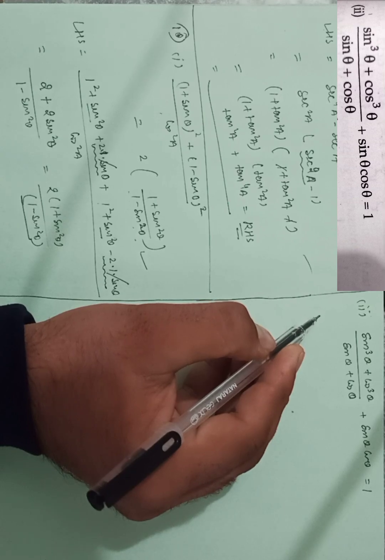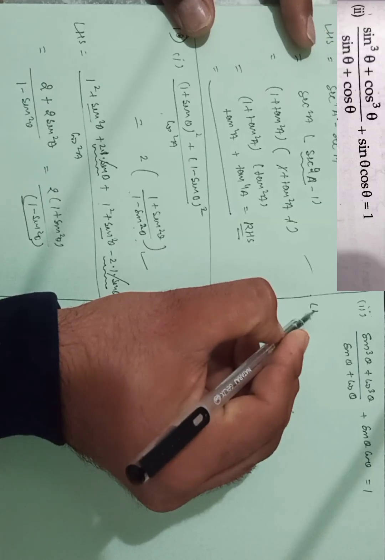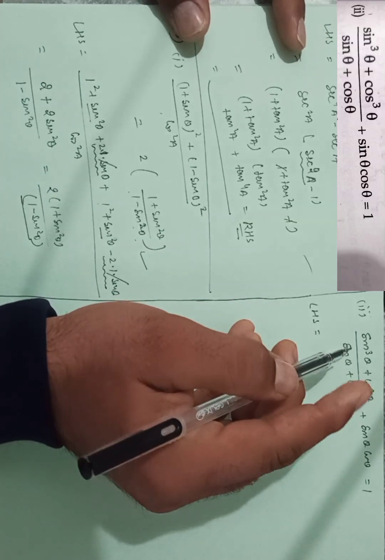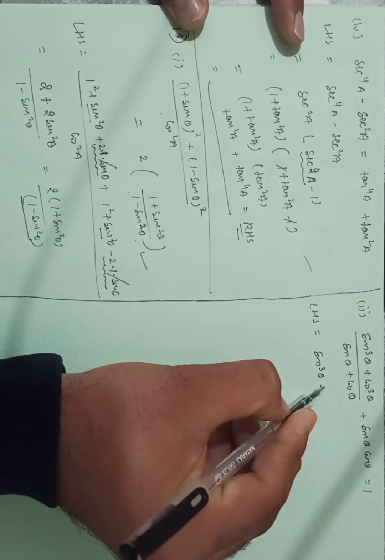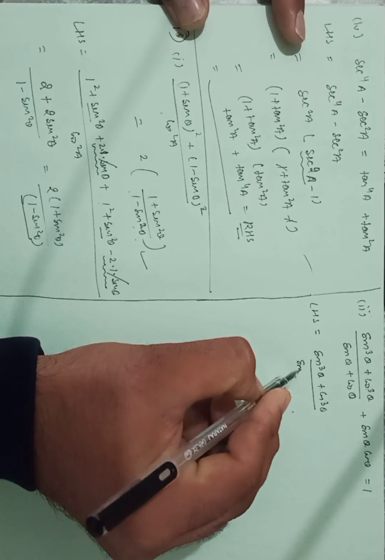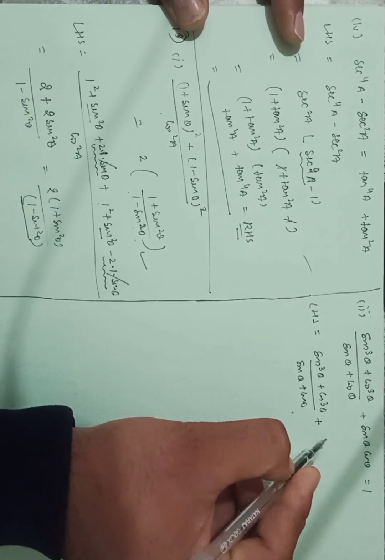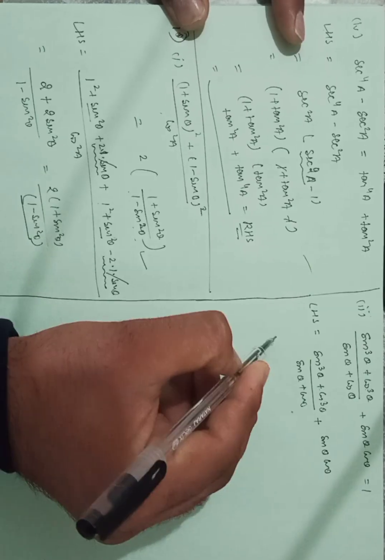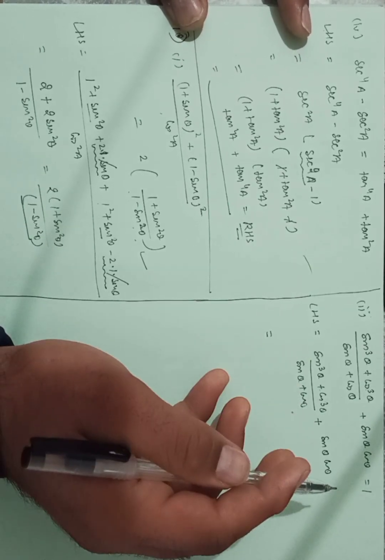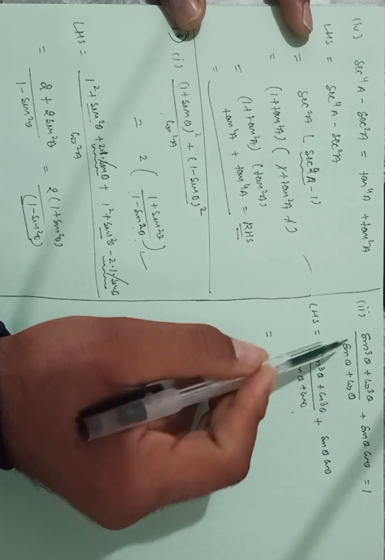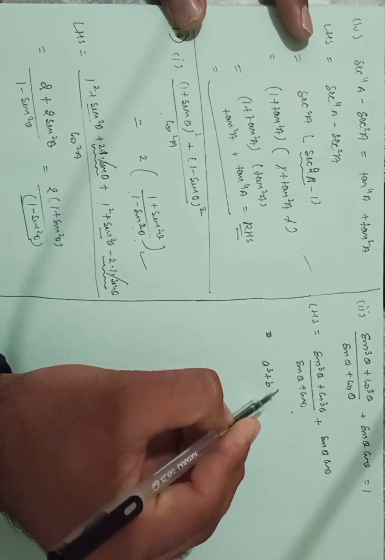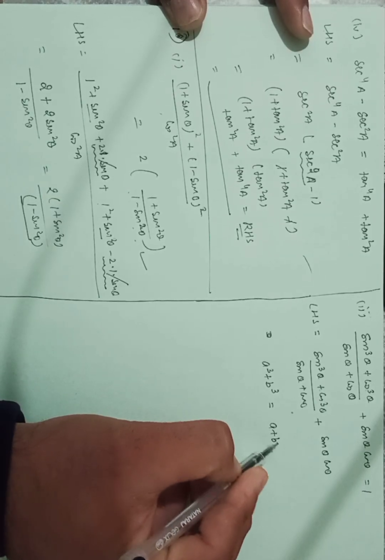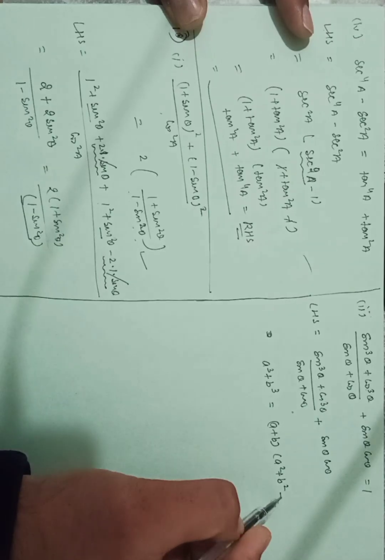I have told you 5 identities to remember, and I hope you remember those identities. So I'll use one of those here, and that is a cube plus b cube. So this is sin cube plus cos cube theta divided by sin theta plus cos theta. This is the left hand side. We don't have any tan, cot or any other ratios, so we don't have to convert anything. We already have sin theta and cos theta. So you know a cube plus b cube. What is a cube plus b cube? That is a plus b, a square plus b square minus ab.